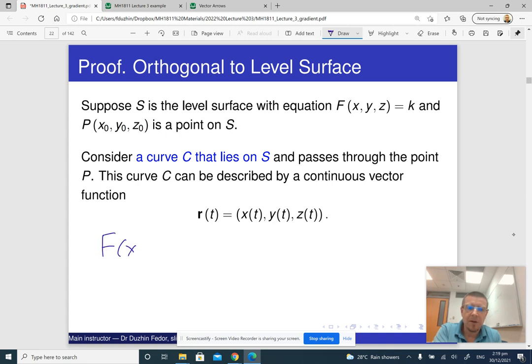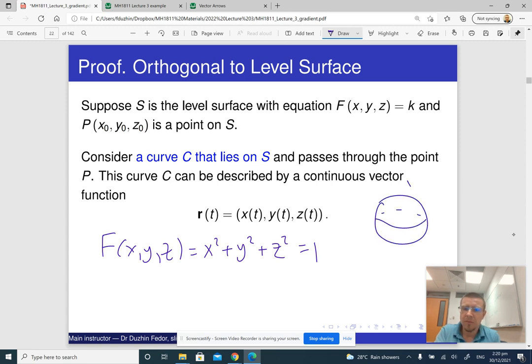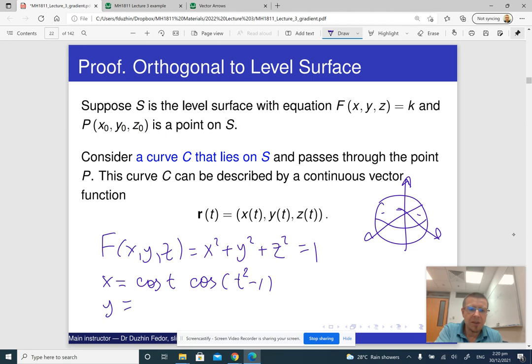my f(x, y, z) is x squared plus y squared plus z squared equals 1. So this is a unit sphere. Now we could have some kind of a curve, let's say x equals cosine t times cosine of t squared minus 1, y is sine t times cosine of t squared minus 1, and z is sine of t squared minus 1.